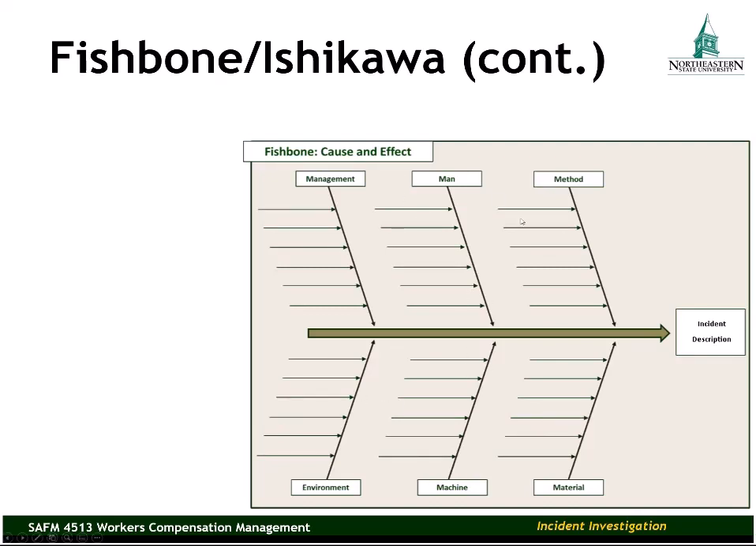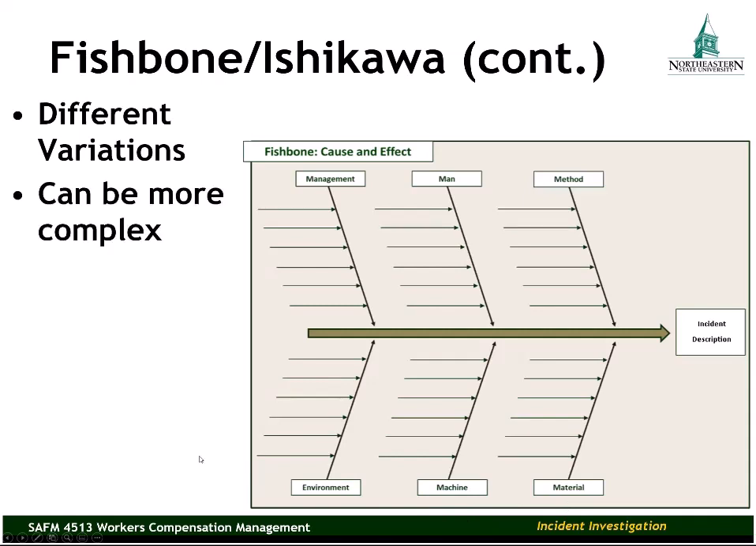Here's an example of the fishbone diagram. Maybe you can see why it's called a fishbone diagram. It kind of looks like a fish skeleton with all the flesh torn away from it or boiled away from it. Again, we've got management, method. Instead of milieu, I like to use the word environment. That breaks up the 6 M's, but I think environment is more meaningful because that's what you're talking about here, the work environment. Then we have machine and material. Like I said, different variations. Some can be more complex, some can be simpler.